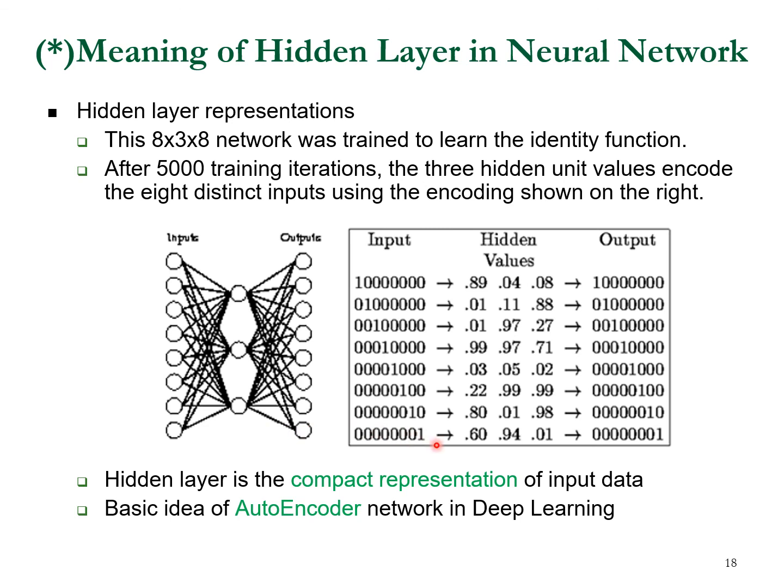Then what is the meaning of these hidden node values? If you look carefully, the original input dimension is 8, consisting of 8 variables, 8 values. And this data is somehow compressed into 3 dimensions, right?